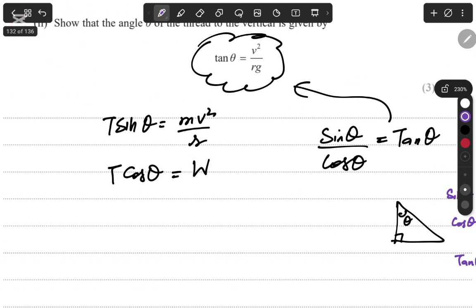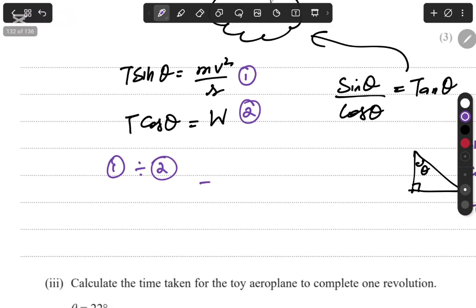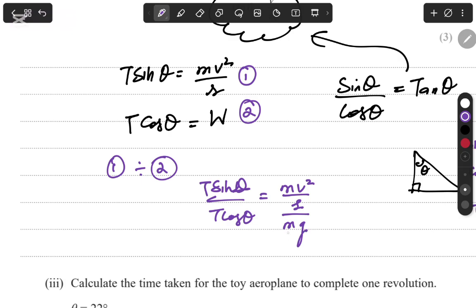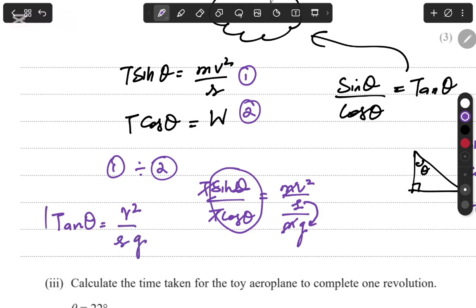Okay, so basically what we have to do, this is equation number 1, equation number 2, we divide equation 1 by equation 2. So we're going to do T sin theta over T cos theta, equals mv squared over r over mg. The weight m gets cancelled out, T gets cancelled out. This entire thing will become tan theta, so you're going to get tan theta is equal to v squared. This r will move down, rg. So that's going to be your answer.